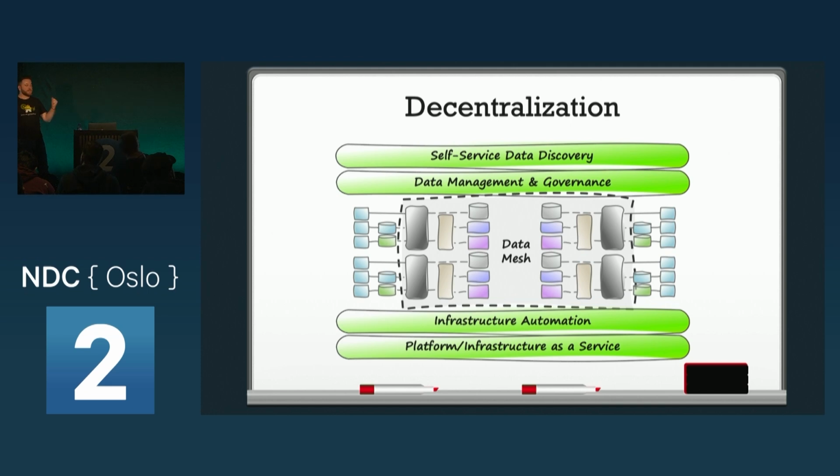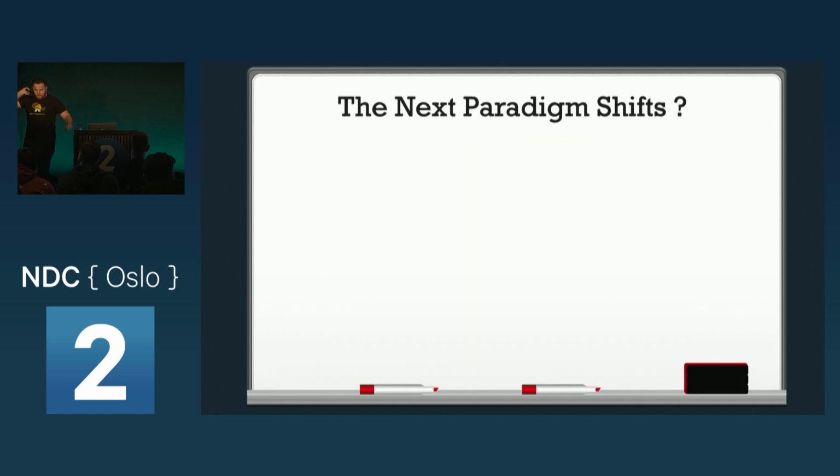We need to have strong capabilities of data discovery. We need to have strong capabilities of governance. Otherwise, none of that works. But we also need to have very high level of automation so those teams can actually build all this without this being their primary objective. So that's data mesh.